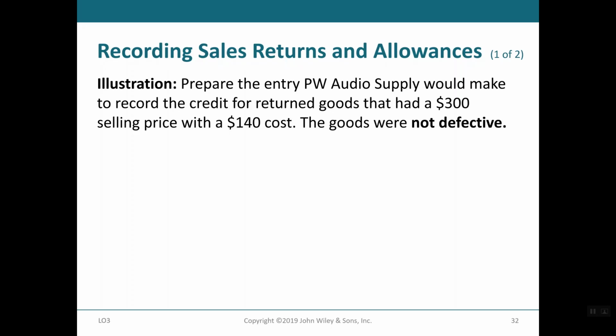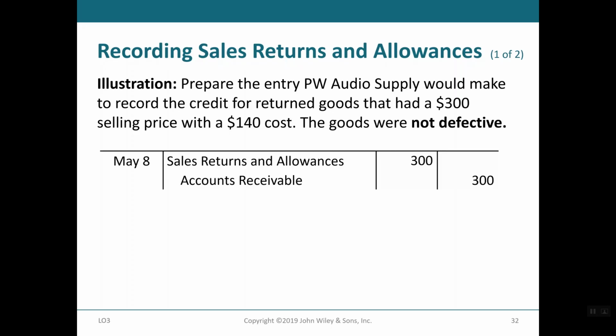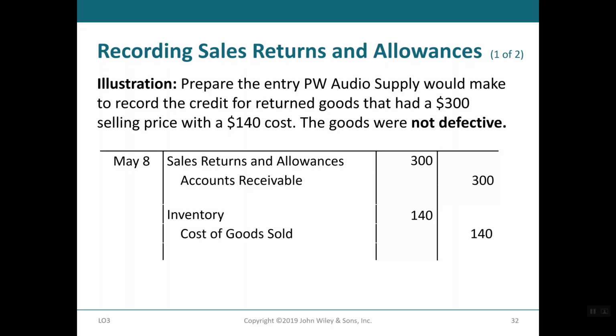Okay, so these goods were not defective. Again, we're going to have two sets of entries. The sales return and allowance, which is 300. We do not debit the sales account. The sales return and allowance is debited, and the accounts receivable is credited, because that's a reduction in our asset.